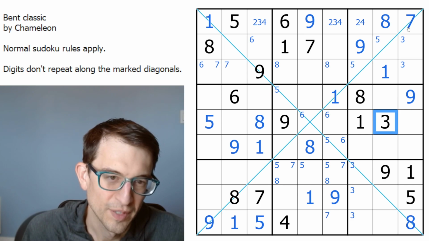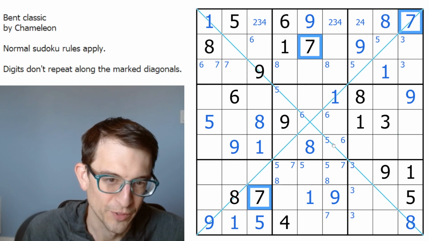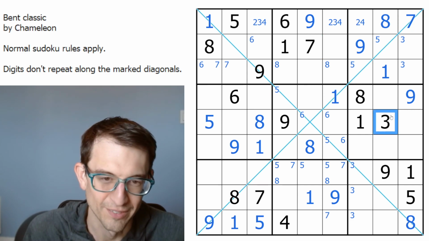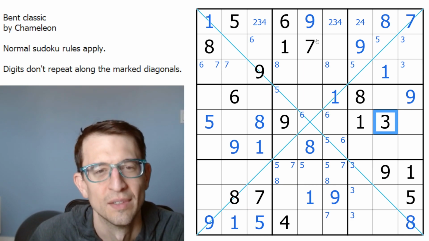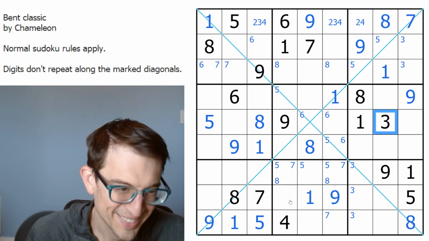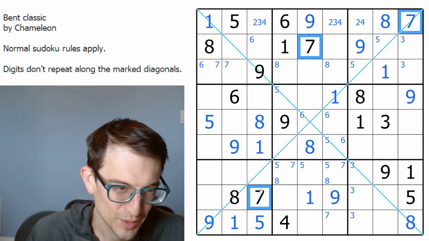So 5s, 6s, and 7s have something, and 2, 3, 4 we'll just figure out, hopefully, once the 5s, 6s, and 7s are done. So is it 6s or 7s? I can't figure it out. I'm gonna do them all.